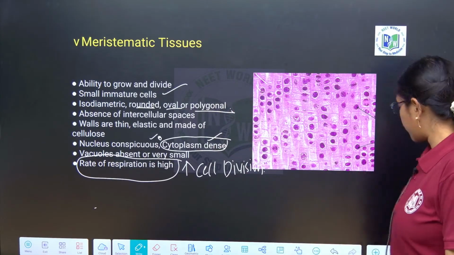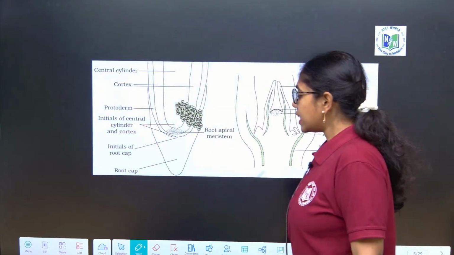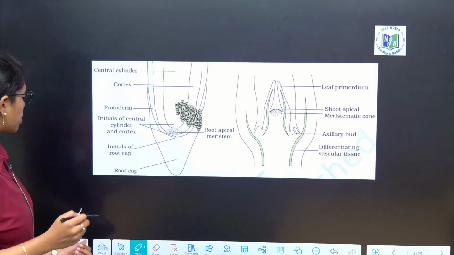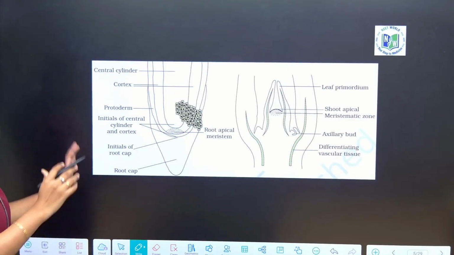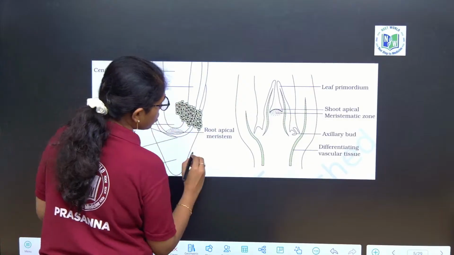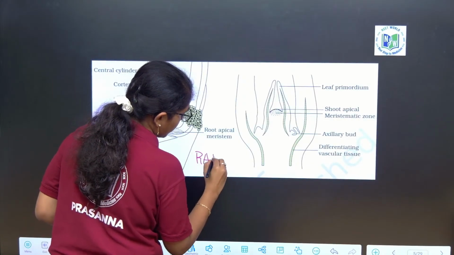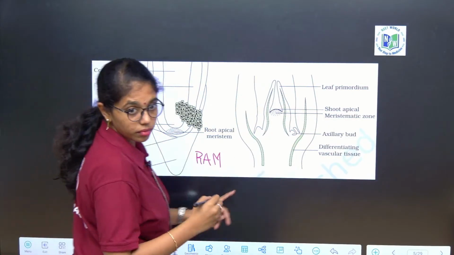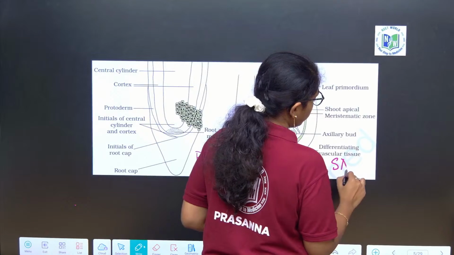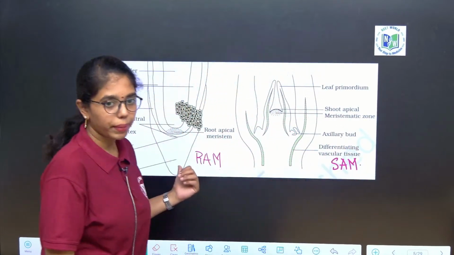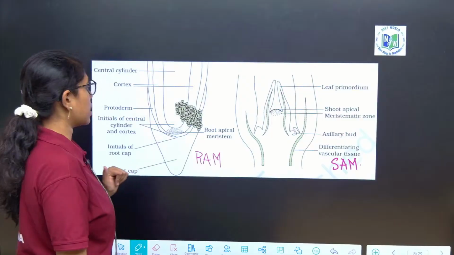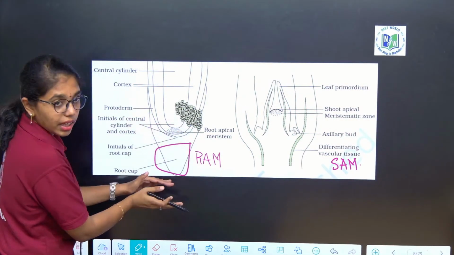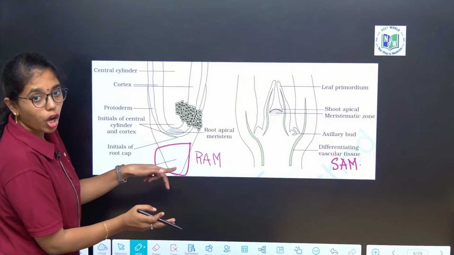Understood, Navita? Next. This is the diagram which is given in your NCERT. We can expect a diagram-based question also from here. So, look properly. This is the root apical meristem, and this is the shoot apical meristem, right Nandu? Root apical meristem and shoot apical meristem. The terminal or final region is called the apical or terminal region.